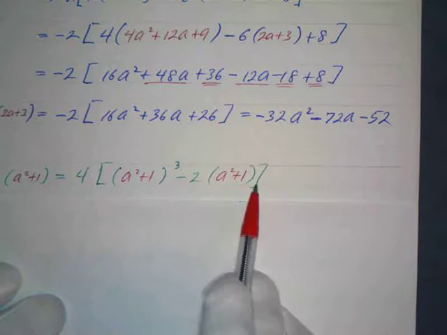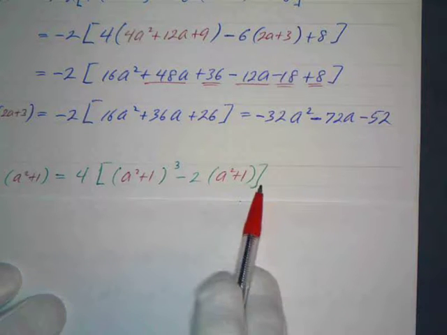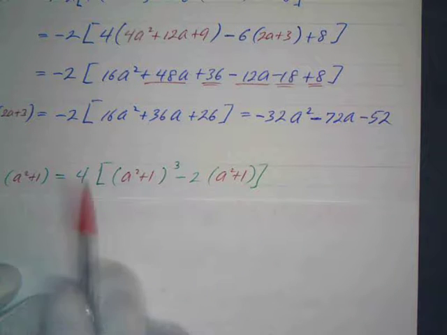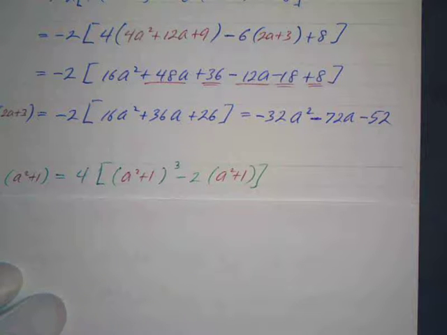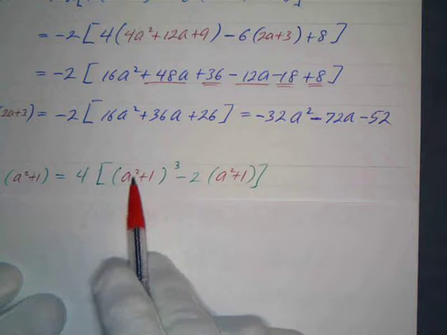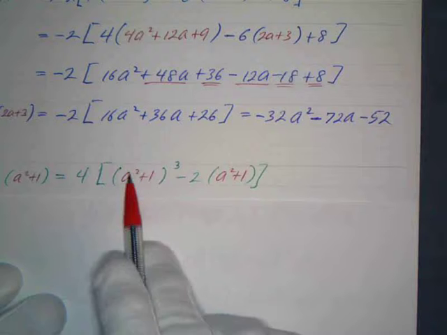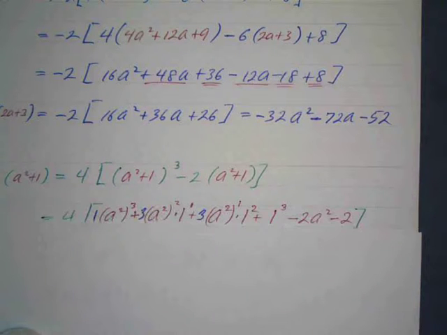So something cubed minus 2 times something. In this case, the something is a squared plus 1, but eventually we're going to multiply that whole thing by 4. Now we've got to cube this, so we have to go back to our binomial expansion. Remember, this is my a and this is my b, so it's going to be a to the third.